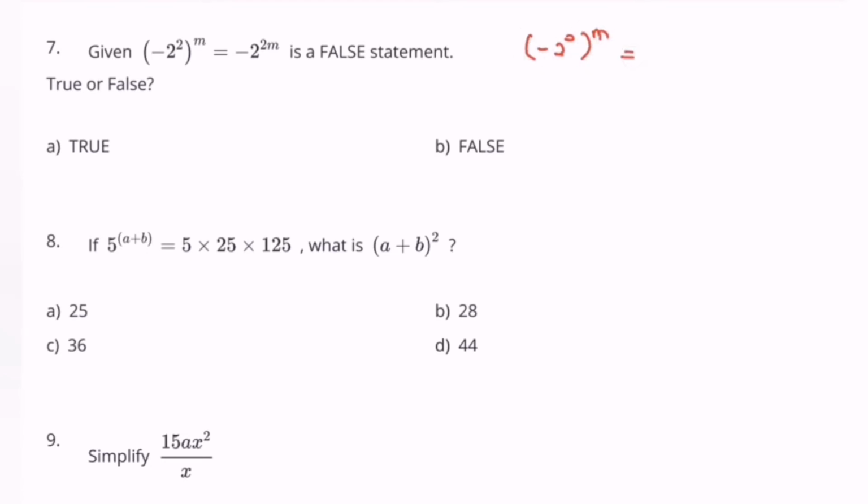Rewrite the situation where we have negative 1 to the power of m multiplied with 2 to the power of 2m. So in here we have negative 1 to the power of m multiplied with 2 to the power of 2m. So that will be the real situation. So kindly refer to the question where the left hand side is not equal to the right hand side. So it mentions that it is a false statement. So in this question, the answer is true.